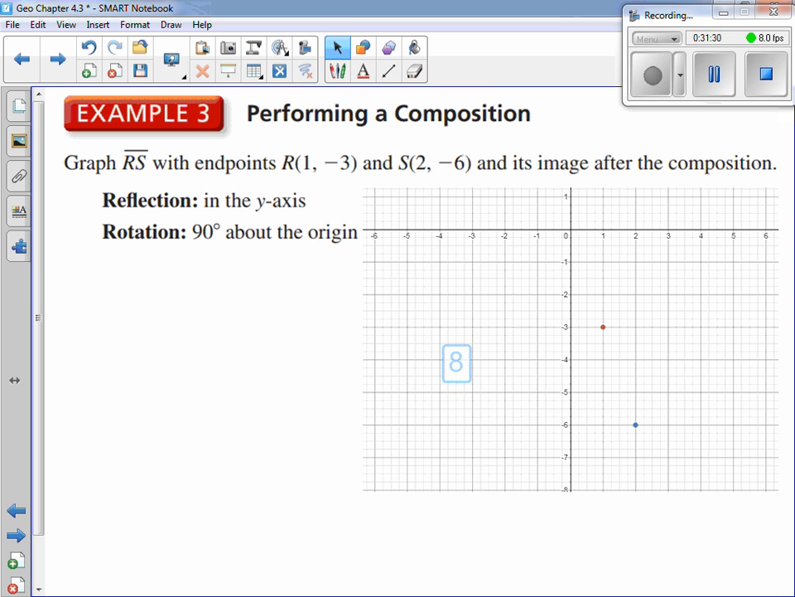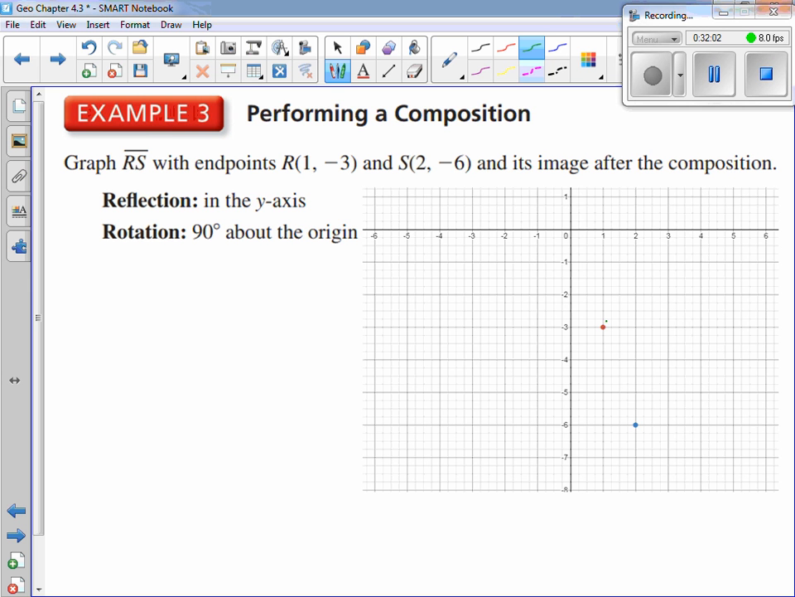Oh, go to the next page. Well, if we could do translations and reflections, we could do reflections and rotations. We can do rotations and translations. We can do reflections, translations, and rotations. We can rotate, translate, then rotate. We can reflect, rotate, reflect, and then rotate. We can do any combination of these.